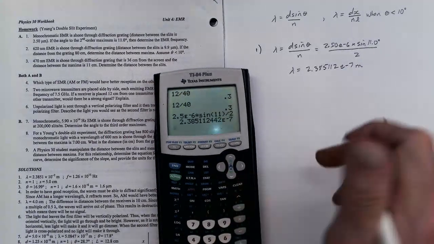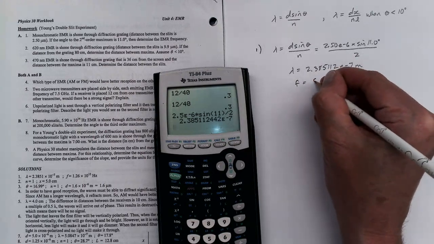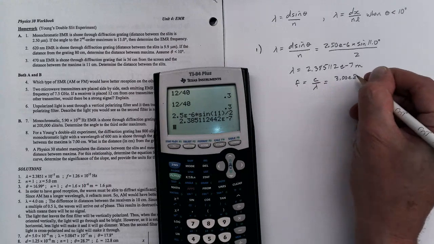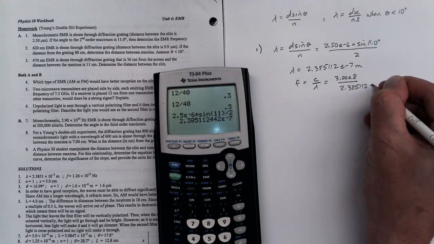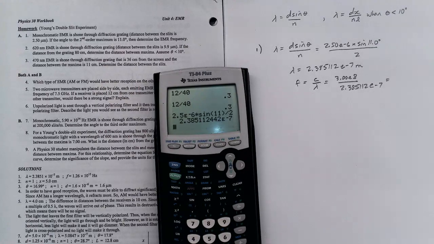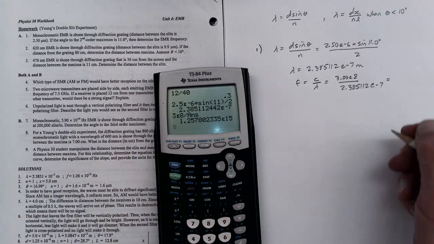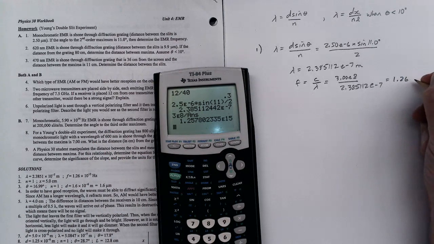It's asking for the frequency. So using the universal wave equation, frequency is the speed over the wavelength. So 3e8 divided by 2.385112 e negative 7. I get the following: 1.26 e15.